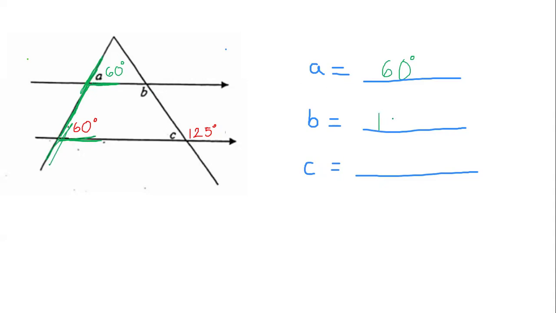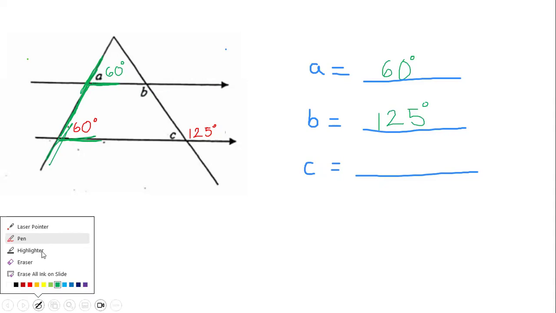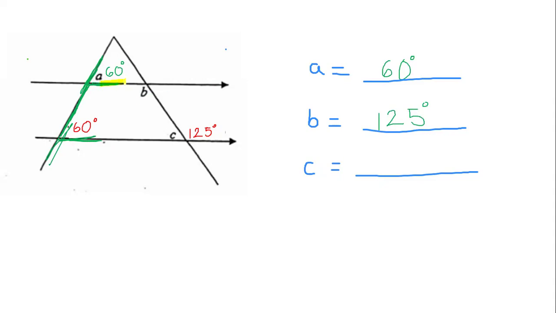Next, what do we have for B? 125 degrees. Why is B equal to 125? Because alternate angles are equal. Alternate angles are equal. What shape do they form? A Z. The Z shape. Very good.